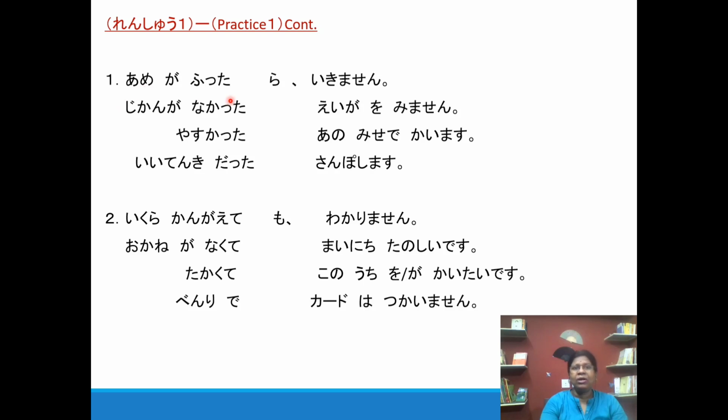Number 1: 雨が降ったら行きません。時間がなかったら映画を見ません。安かったらあの店で買います。いい天気だったら散歩します。These are if conditions. Number 2: いくら考えてもわかりません。お金がなくても毎日楽しいです。高くてもこの家を買いたいです。この家が買いたいです。Both particles are correct. 便利でもカードを使いません。These are even if conditions.